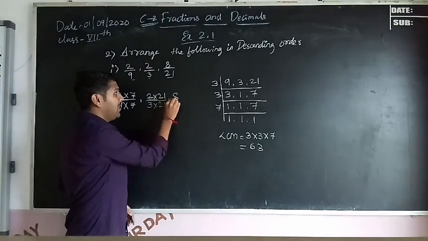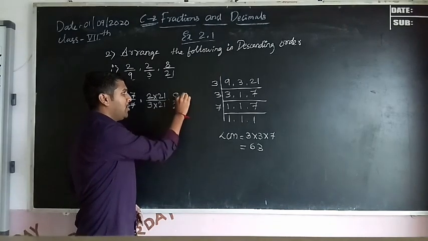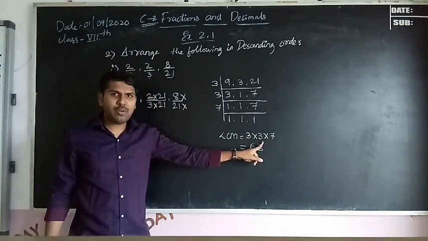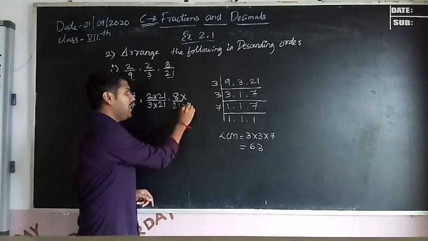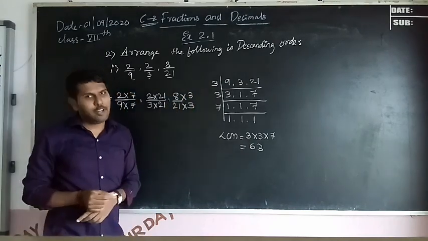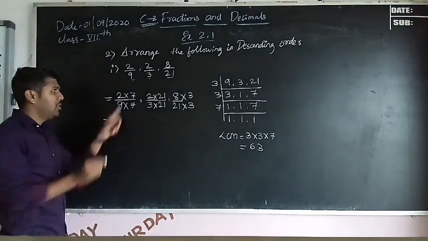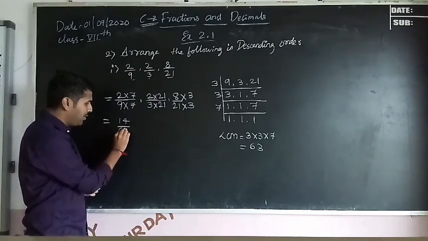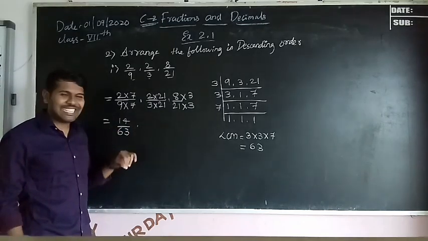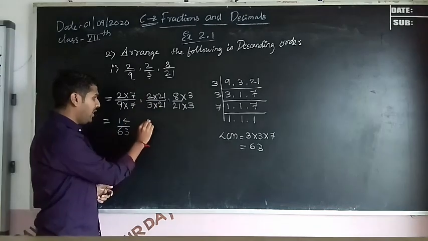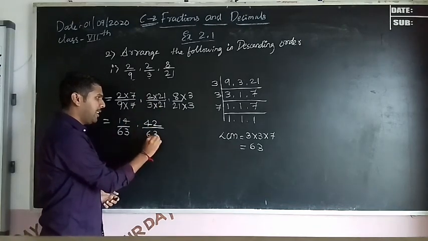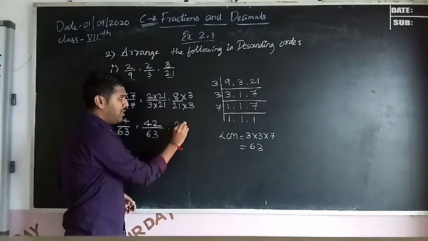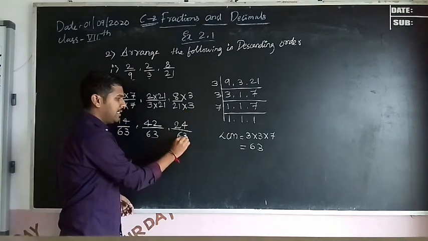And the last one, 8 by 21. What do we have to multiply for 21 to get 63? 7 3s are 21, no? The remaining number is 3. So you should multiply 3 to both numerator and denominator. Now solve this one. 2 7s are 14, so you get denominator 63. Every fraction will get denominator 63. 21 2s are 42, divided by 63. By 21 3s are 63. Next, 8 3s are 24, divided by 63.